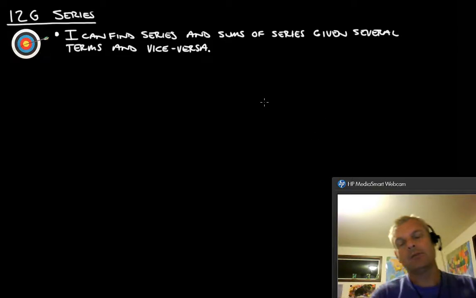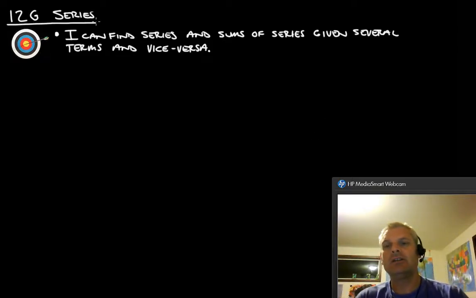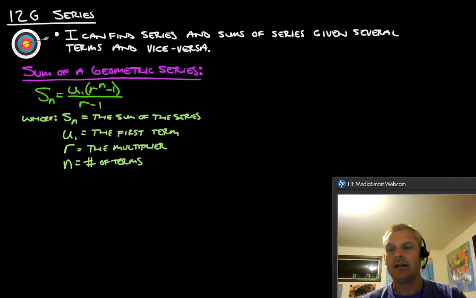Welcome back. We're going to finish up the 12G notes on series, and we just have one last example to hit. All right, so sum of a geometric series. It sounds like some kind of mean thing. Sum of a geometric series, right? Yeah, well, maybe not. So anyway, here's the sum of a geometric series. It's S of n equals u sub 1 all times r to the nth power minus 1, and that whole thing all over r minus 1.